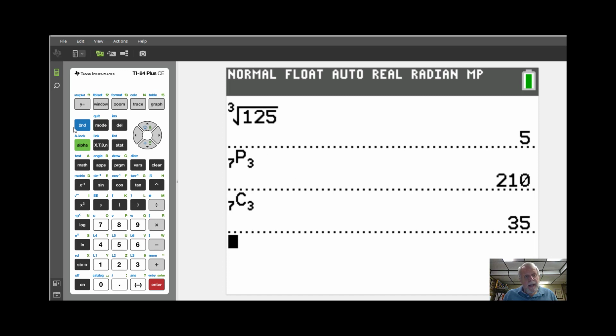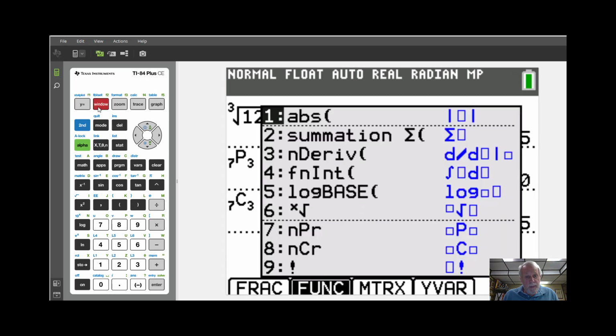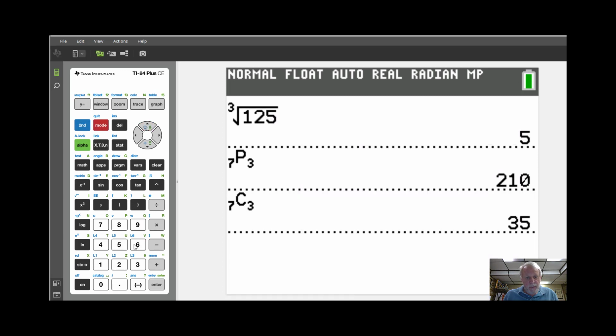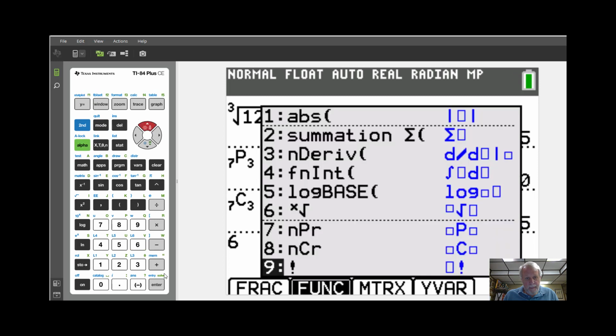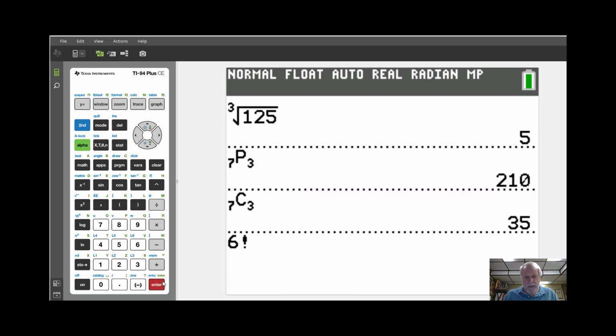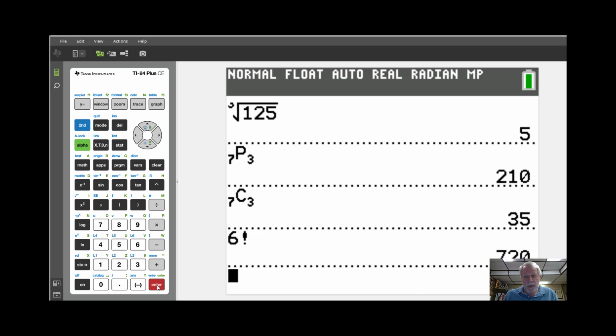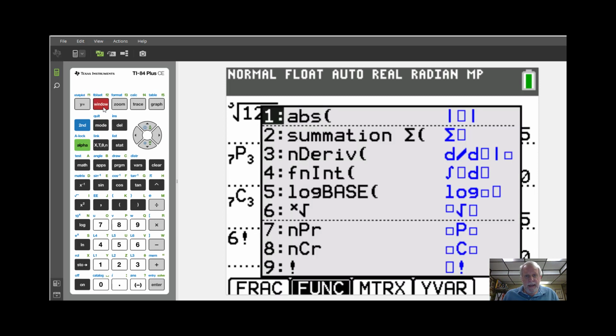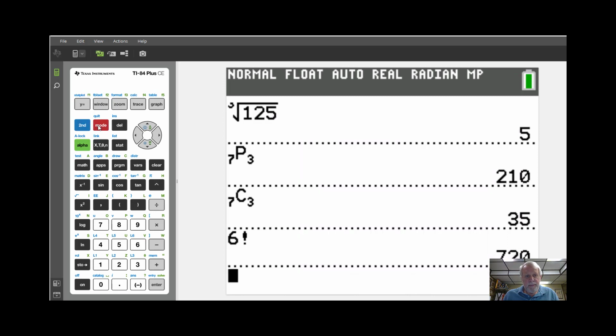And then finally, alpha window number 9, factorial. Actually, I should write some number first. So if I wanted to find, let's say, 6 factorial, now it reads 6 factorial, not 6, okay? 6 times 5 times 4 times 3 times 2 times 1. So a lot of cool things there, and it looks pretty, okay? So use those templates often.